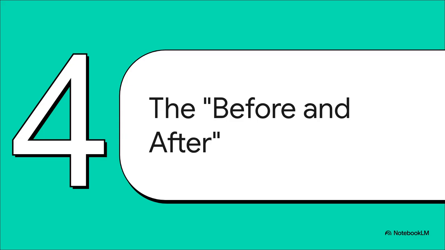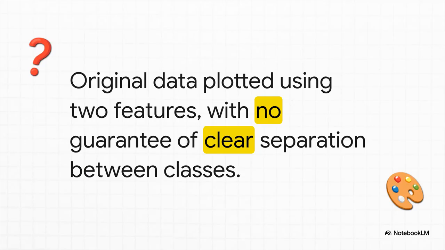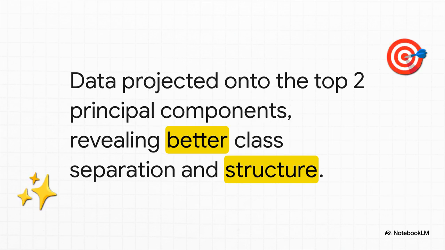Okay, this is where the magic happens. Let's actually see the payoff. We're going to look at a before and after to see the real impact of applying PCA to a dataset. So before PCA, if you just grabbed any two of your original features and tried to plot them, you'd probably get something that looks, well, like a mess, a confusing jumble of dots. There's just no guarantee that those original axes are going to show you anything useful, like clear groups or patterns in your data.